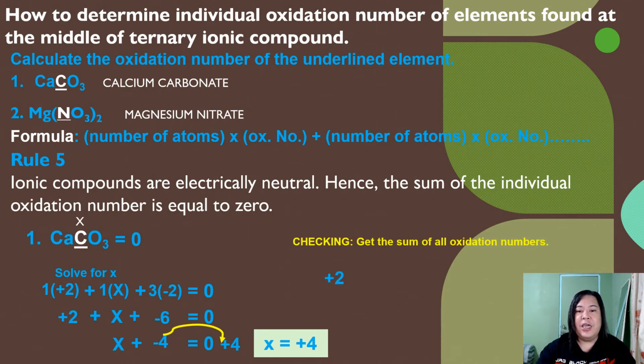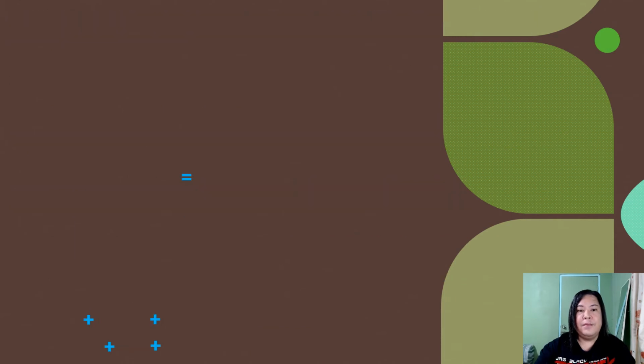And then for your checking, get the sum of all the oxidation numbers. So positive 2 for calcium, our computed oxidation number for carbon is positive 4, plus negative 6, and then that is equal to 0. And then your answer is correct.